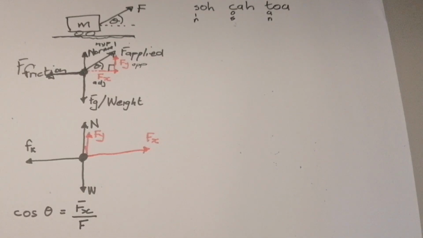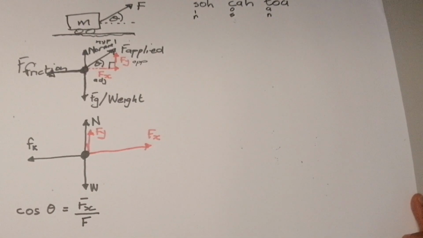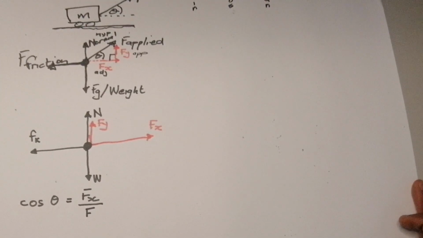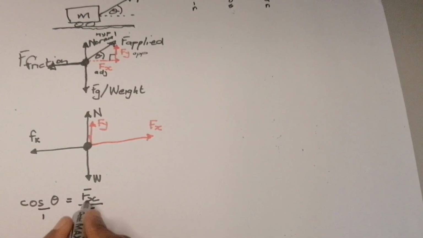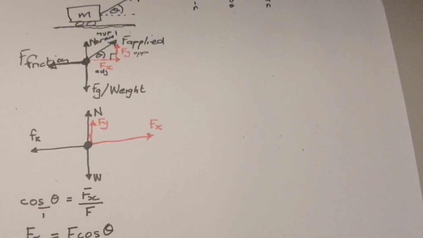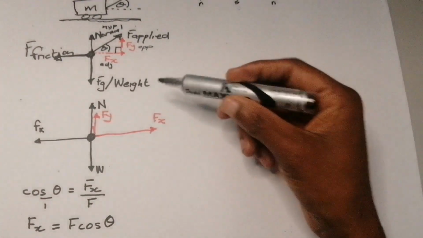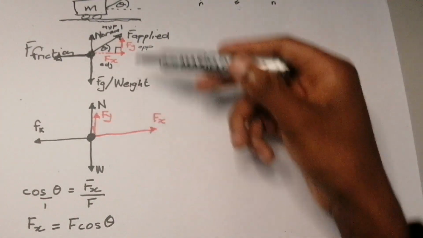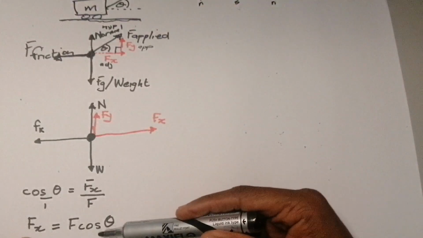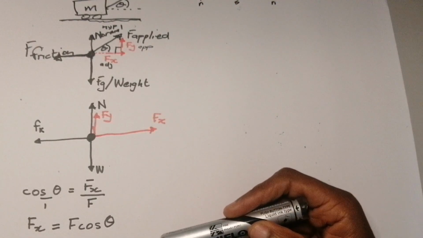So that simply means if I wanted to find the equivalent Fx, all I do is cross multiply: Fx times 1, that's Fx, is equal to F multiplied by the cos of theta. Please remember this, ladies and gents. I'm looking for that horizontal equivalent of that force, so that will become F cos theta.